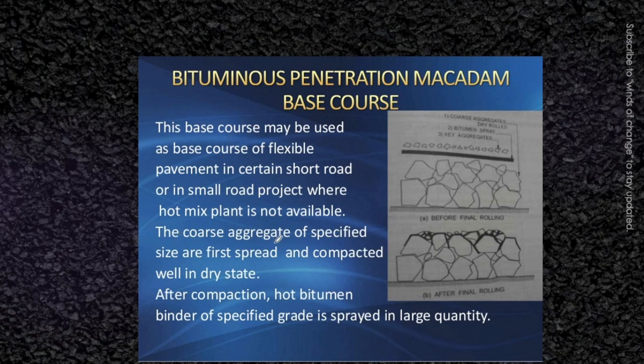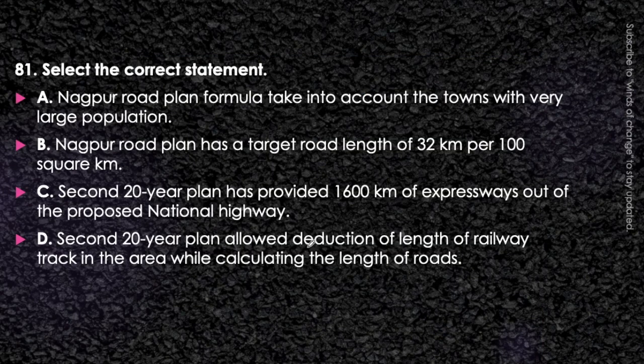In this, the coarse aggregate of specified size is first spread and compacted well in dry state. After compaction, hot bitumen binder of specified grade is sprayed in large quantity. This is the case of the bituminous penetration macadam construction. Okay. Next question. Select the correct statement.